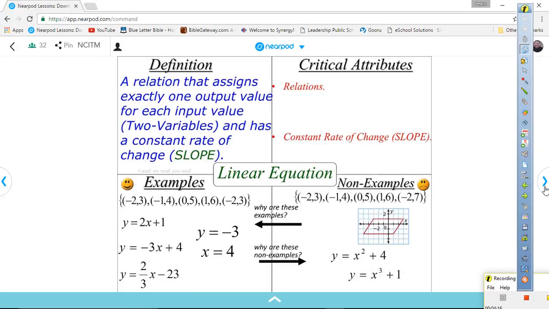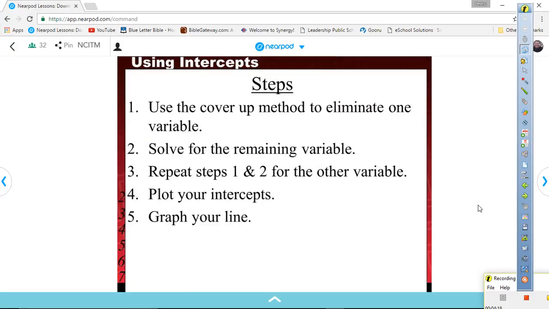Copy these steps, please. Steps 1 through 5. It says, steps. Use the cover-up method to eliminate one variable. Step 2, solve for the remaining variable. Step 3, repeat steps 1 and 2 for the other variable. Step 4, plot your intercepts. And step 5, graph your line. Copy that, please. So the steps that I just gave you is to graph a line using the X and Y intercepts.